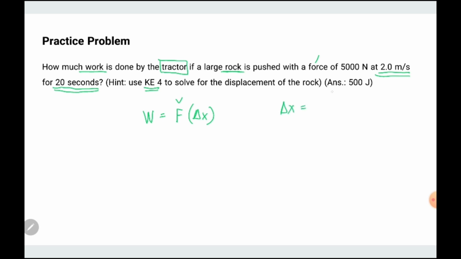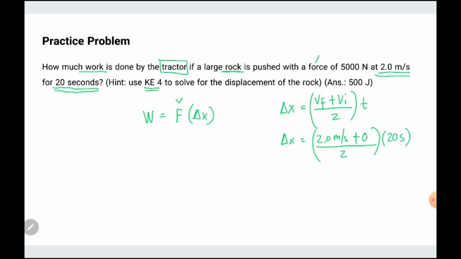Displacement is equivalent to the final velocity plus the initial velocity divided by 2 multiplied by time. So the final velocity, you're able to move the rock, right? With the velocity at 2 meters per second. Of course, it was at rest at first. So its initial velocity is equivalent to 0, divided by 2 multiplied by time, 20 seconds.